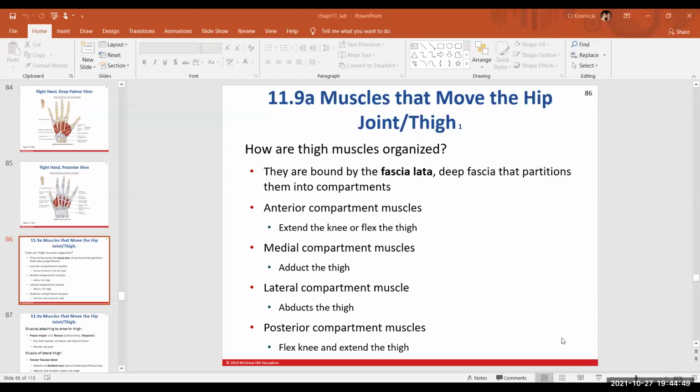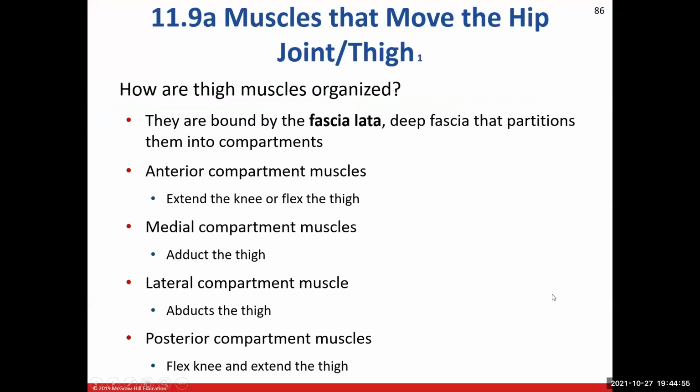So let's go ahead and finish up the information here on the lower extremity. We're going to talk about the muscles that move the hip joint. Now, in case you're not quite sure what that joint is, that's where the femur is going to join the os coxa.